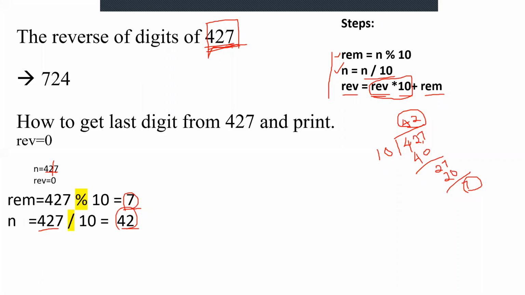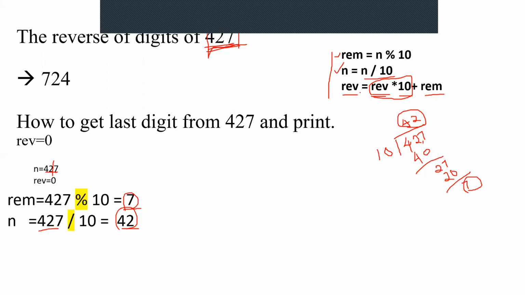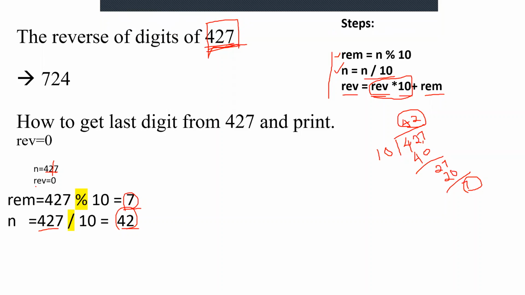Now what is the next step? The next step is reverse equal to reverse, the variable reverse. Any name you can use, R or any variable. I am just using reverse. Reverse is a variable in which I'll be storing the reverse of 427. Initially the value will be 0. So 0 into 10 plus remainder. 0 into 10 means 0, and again plus remainder. So in this step, I have substituted 0 multiplied by 10 plus 7 because we got the remainder as 7.